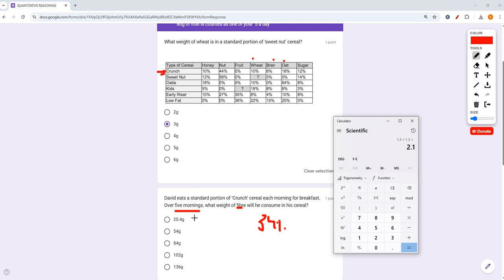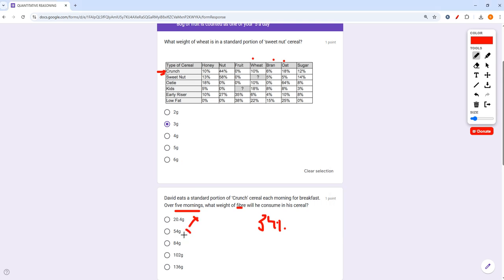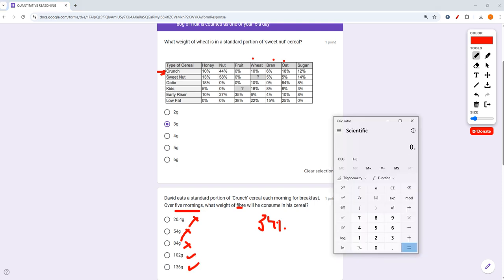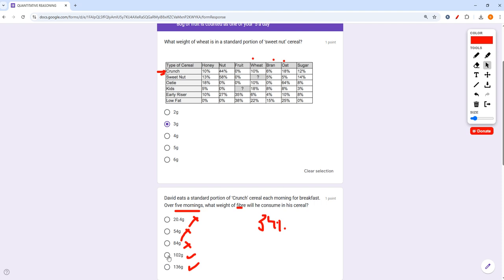The answer has to be a multiple of 34. Can't be this. Can't be this. Can't be this. 34 times 3 could be this. 34 times 4 could be this. One of these two has to be the option. Right, let's quickly do 0.34 times by 60. Oh, that's for 1 morning. Times by 5, 102. Bang. Got it. So the answer in this case was 102.